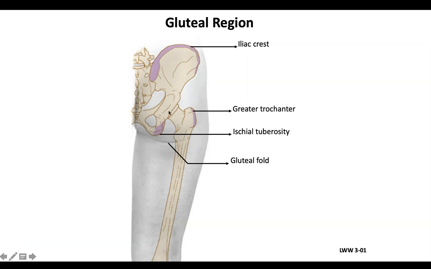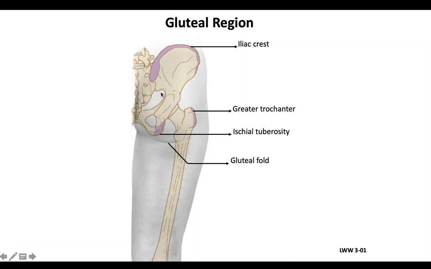It overlies the posterior aspect of the pelvis. It is a large prominent area over the posterior aspect of the pelvis, which extends superiorly up to the iliac crest, and laterally it extends up to the greater trochanter of the femur, and inferiorly the junction between the gluteal region and the free lower limb is indicated by a fold which is called the gluteal fold.